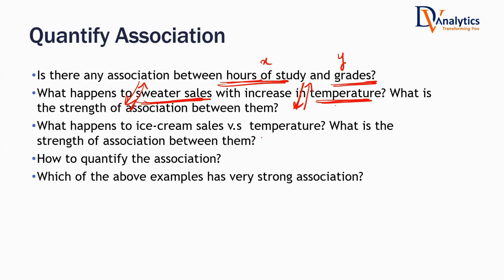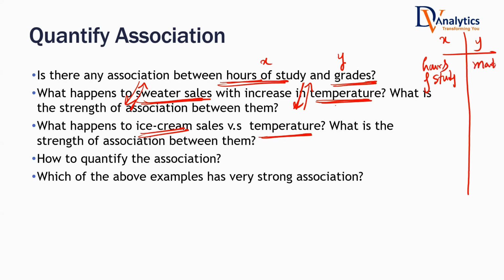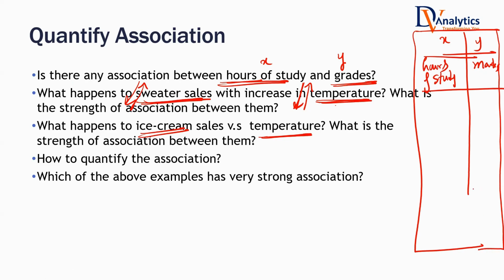Like that, if you take any variable, temperature versus ice cream sales, whenever we are thinking like this, variable X versus variable Y. Let's say variable X is hours of study versus variable Y, the final marks somebody is getting. Is there any association between them? If I want to know, is there really any association between them, how do I really find out?